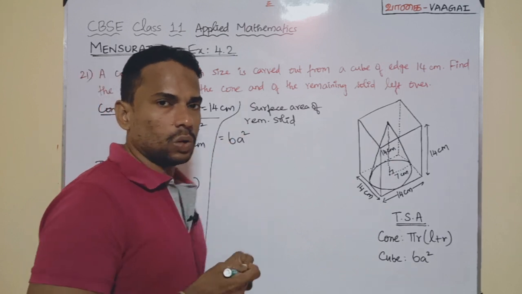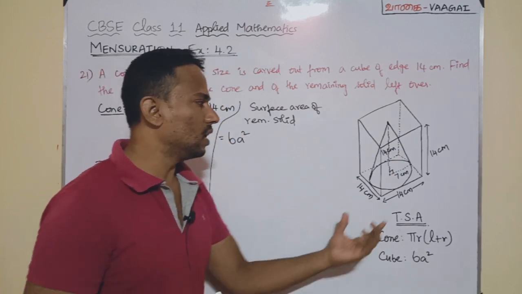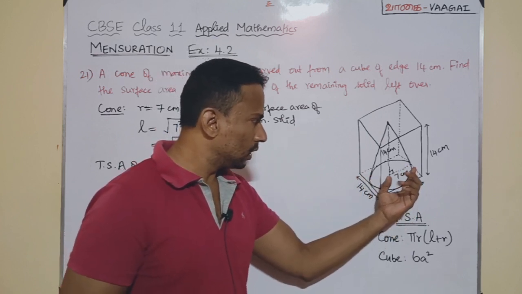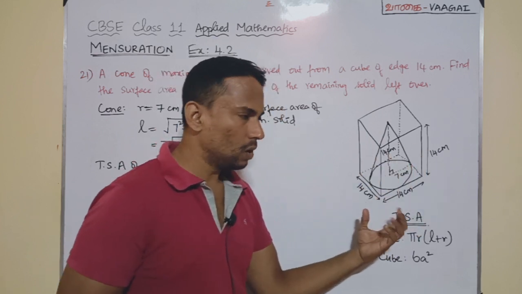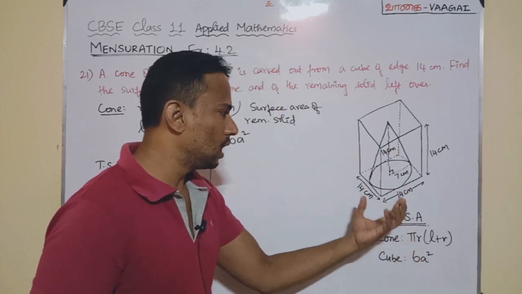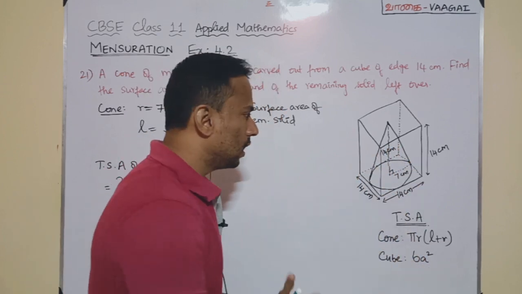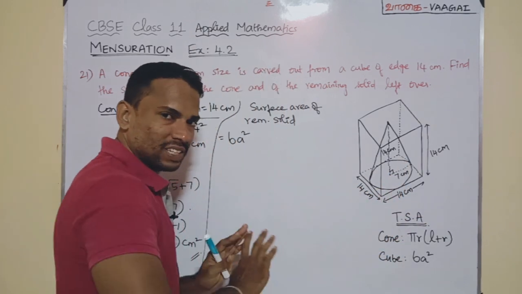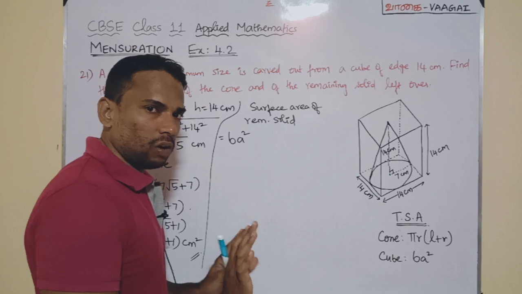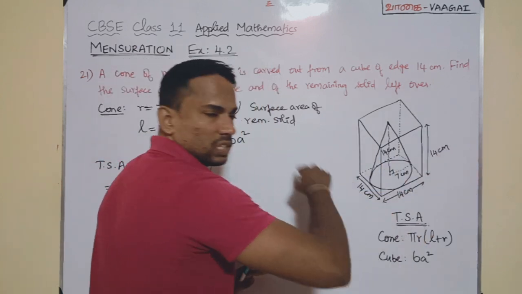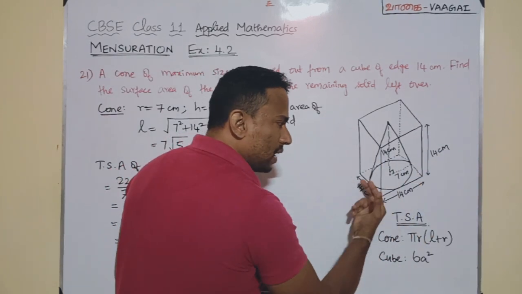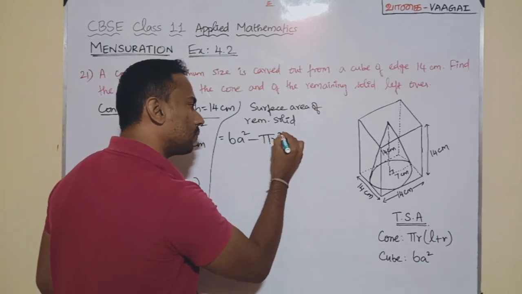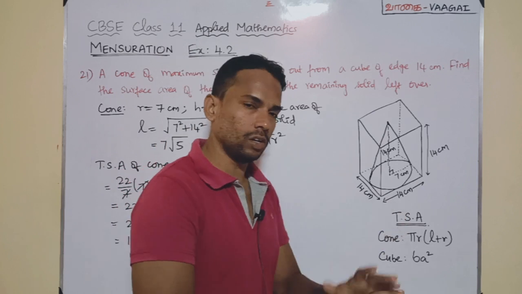Now from this, what actually we are doing is we are just going to remove the base circle. Because when I remove the cone, the base circle gets removed. Remember, these 4 other remaining spaces that you see in the base will stay there as it is. That will not get disturbed. So out of the 6a square, this base area will be getting removed, which means I have to remove a pi r square. Understand? Because the base circle gets removed.